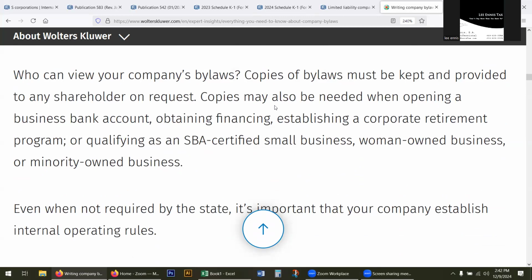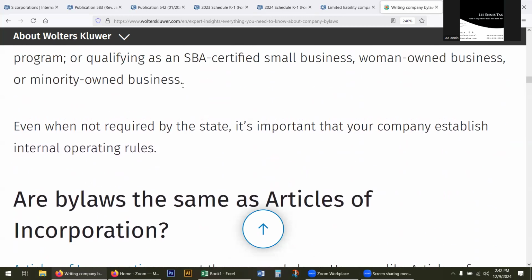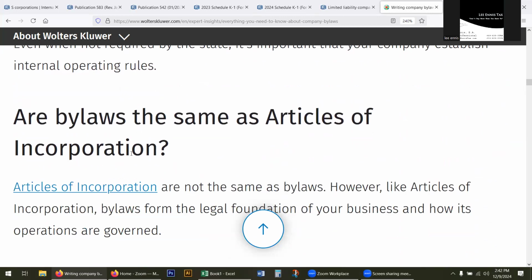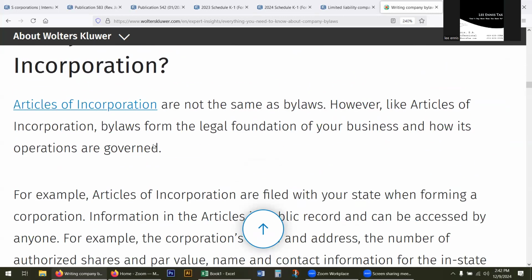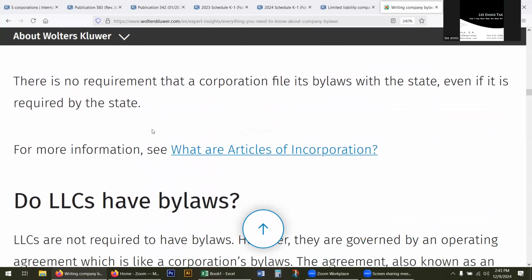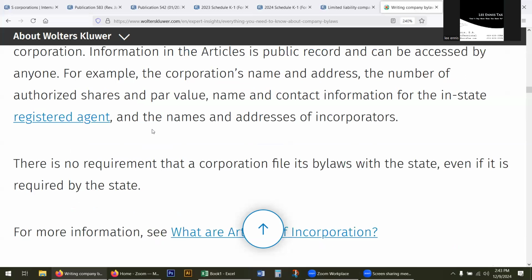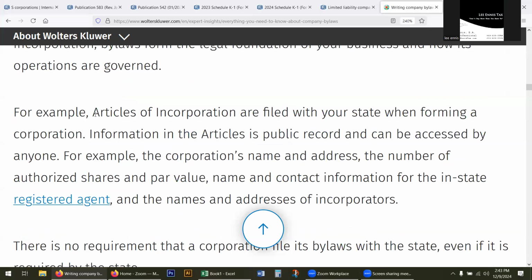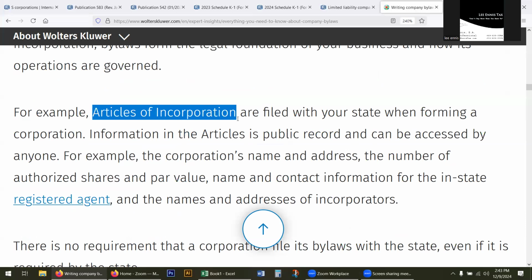Sometimes, depending on the state, those bylaws are public and can be seen by everyone. And it says, even when not required by state, it's important that your company establish internal operating rules, right? Articles of incorporation is part of that. Most states do require that and do make those publicly available. But like I say, in the cases of like Florida, the articles of incorporation just state basically who owns the company. And that's another thing too, right?